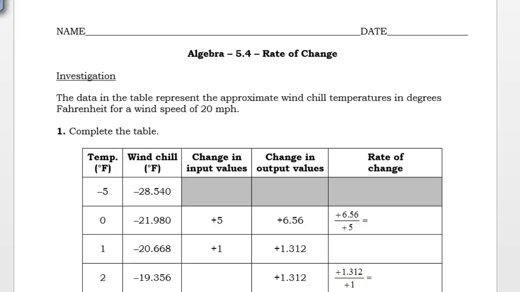This is Algebra Lesson 5.4, Rate of Change. So far, in all of our patterns we've seen, we go from one value to the next one to the next one. But in this lesson, we're actually going to skip around a little bit.